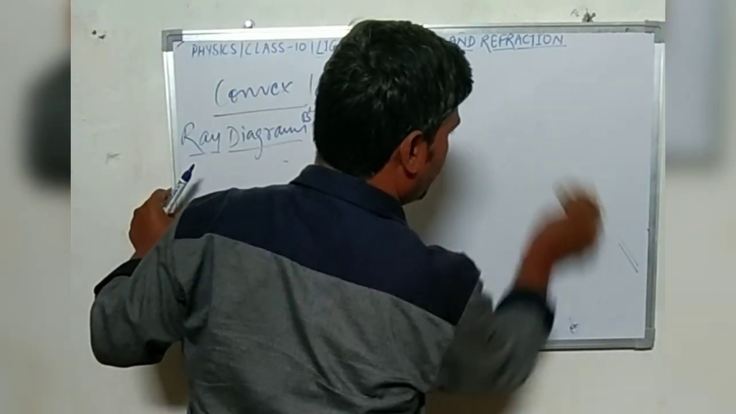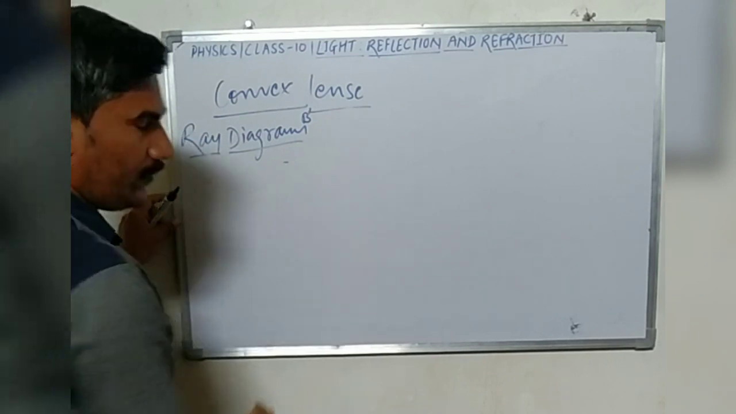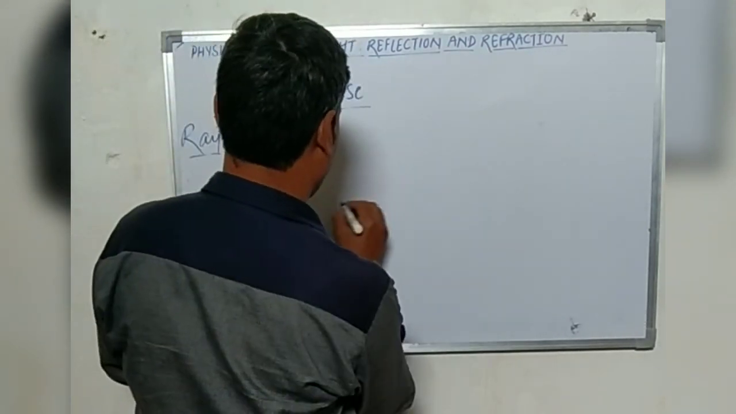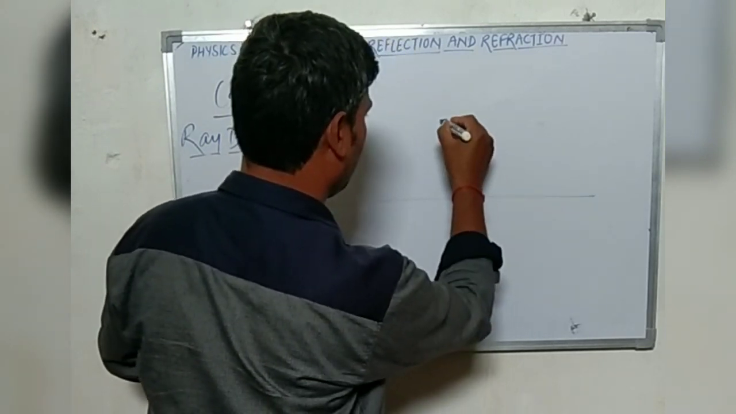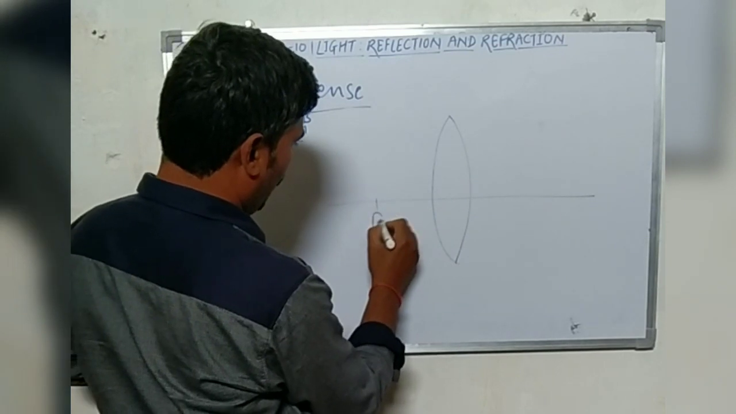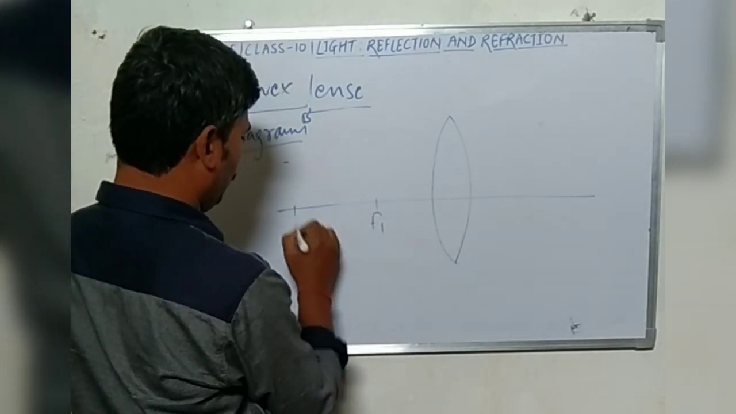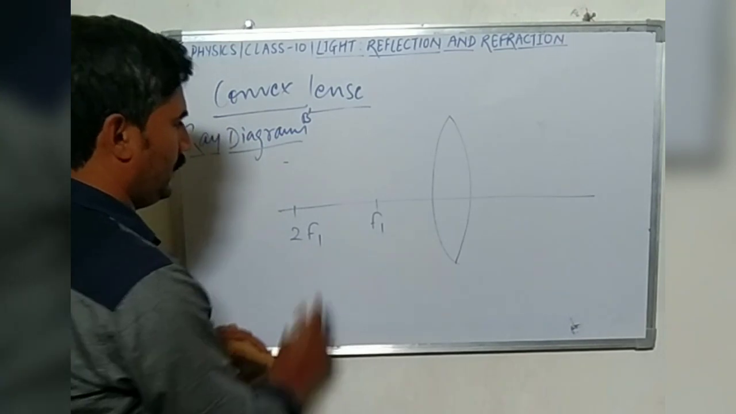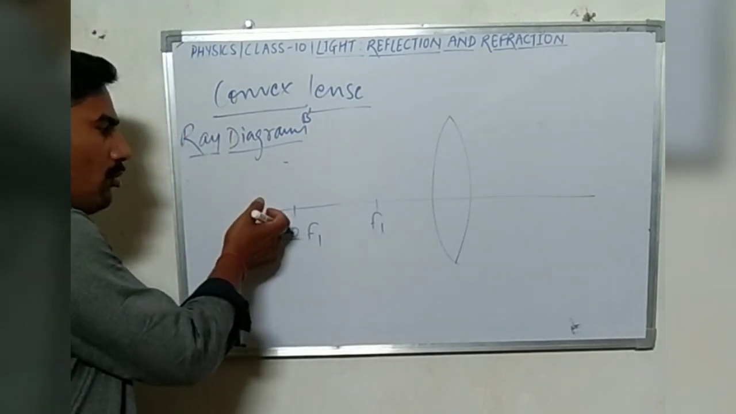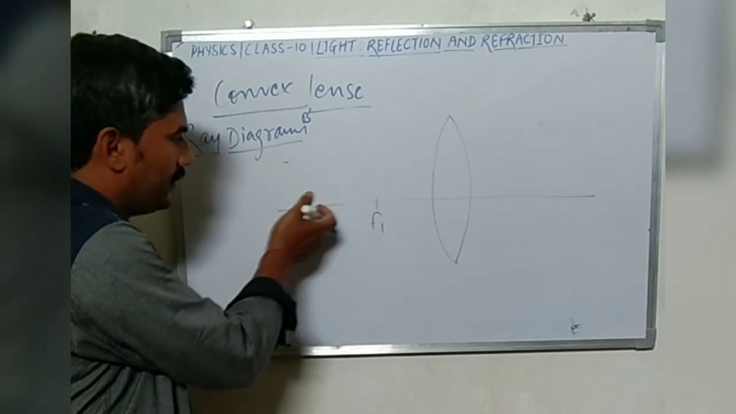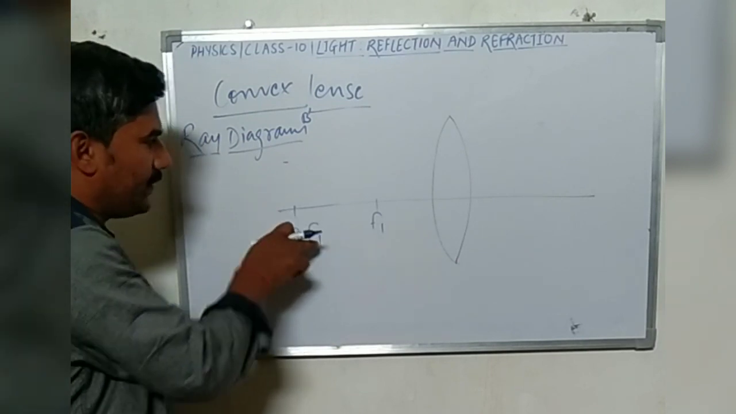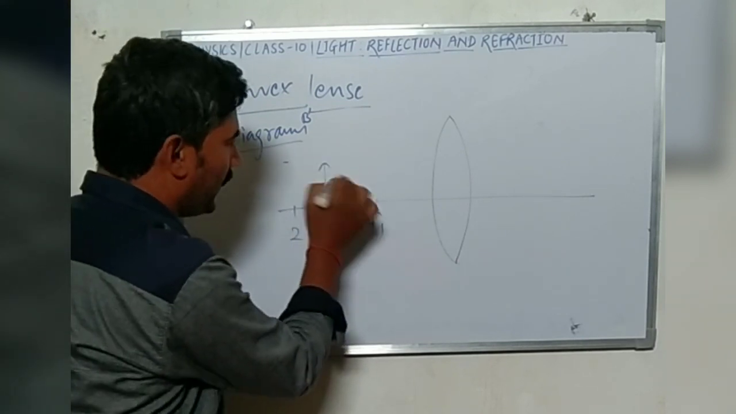Third case, when the object is placed between F1 and 2F1. We have discussed two cases when the object was placed beyond 2F1 and at 2F1. Now the third case is the object is placed between F1 and 2F1.